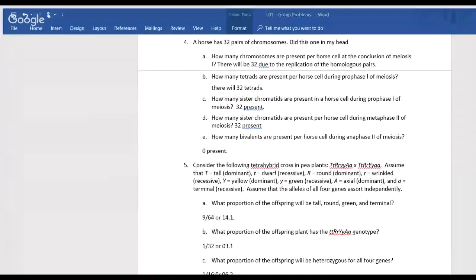Okay, here we go. Number 4. A horse has 32 pairs of chromosomes. Did this one in my head, so how many chromosomes are present per horse cell at the conclusion of meiosis 1?